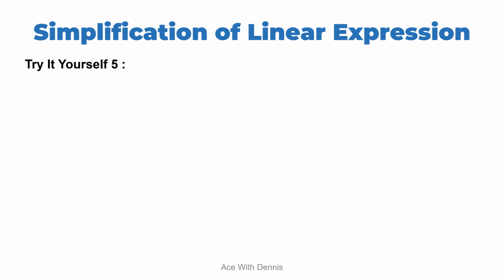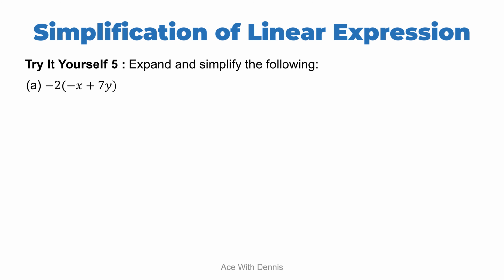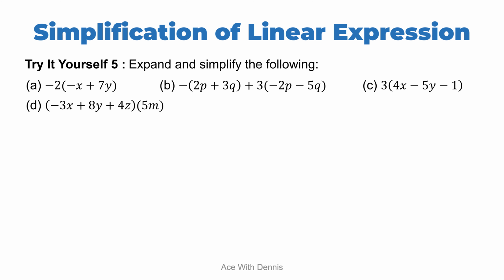Now, you can practice Try Yourself 5. Expand and simplify the following. A. Negative 2 bracket negative x plus 7y. B. Negative bracket 2p plus 3q plus 3 bracket 2p minus 5q. C. 3 bracket 4x minus 5y minus 1. D. Bracket negative 3x plus 8y plus 4z times 5m. E. 2x minus 3 bracket x minus 5 bracket 9 minus 4x. You can pause the video and try to solve it yourself.